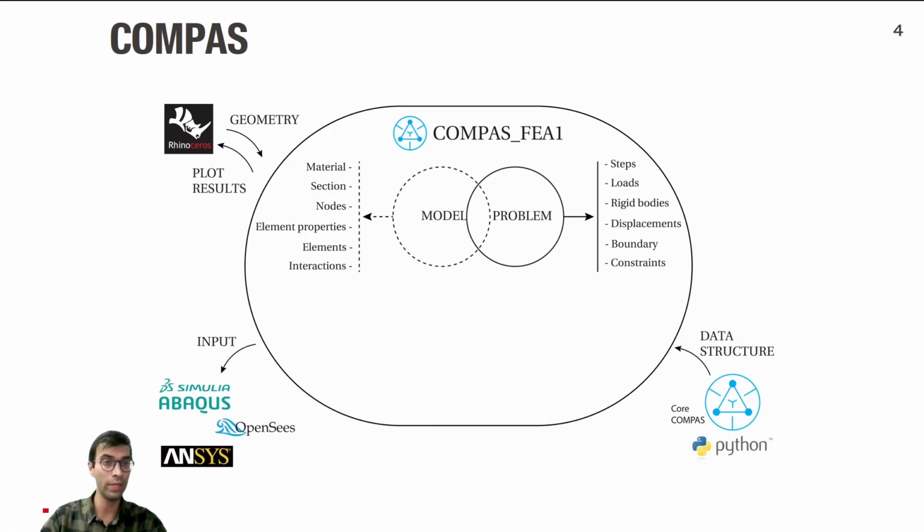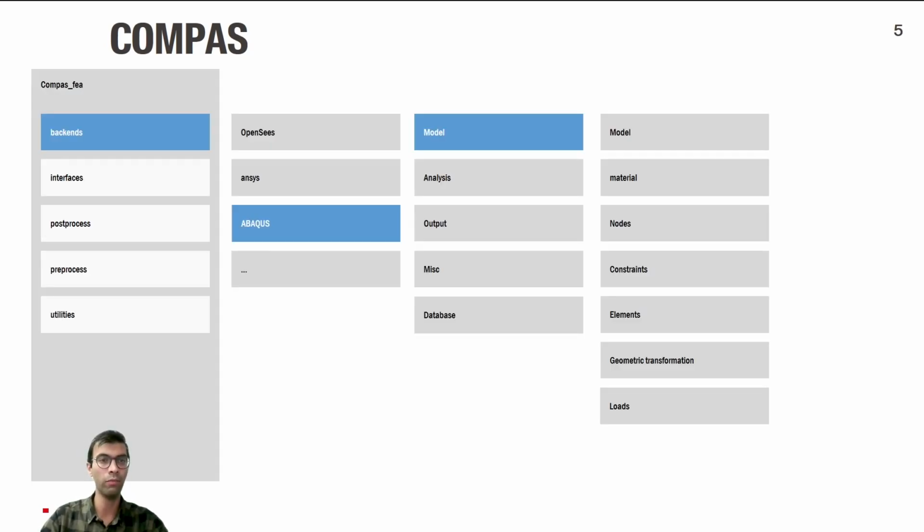So in our case today, we are going to work with Abaqus, which is one of the backends that is quite well developed in COMPAS FEA 1. That's one of the first generations of a finite element extension inside the COMPAS framework. And by using Abaqus, we aim to define not only our model but also the problem, the analysis, the solving algorithm, and all the rest of the algorithms required to simulate the structure.